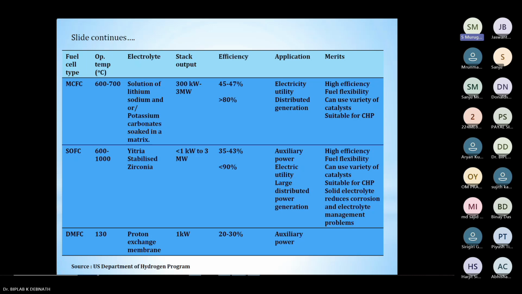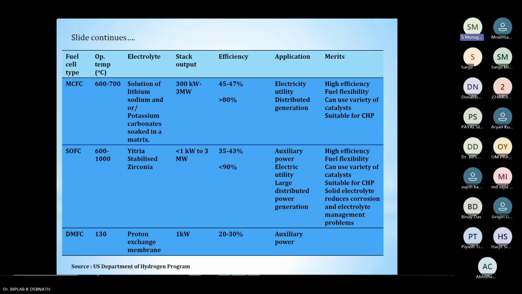The maximum efficiency you get, as I told here, is 43%, and when you combine with the cogeneration, you can get 90%. So it offers very high efficiency, offers high fuel flexibility, and you can use a variety of catalysts, and you can use it in cogeneration plants. And of course, since a solid electrolyte is used, it reduces corrosion and reduces electrolyte management problems.